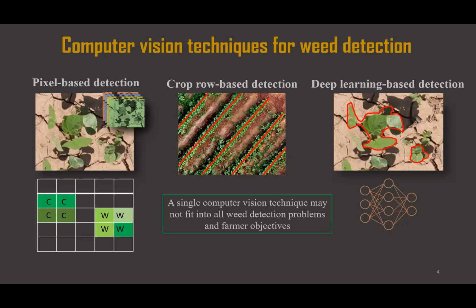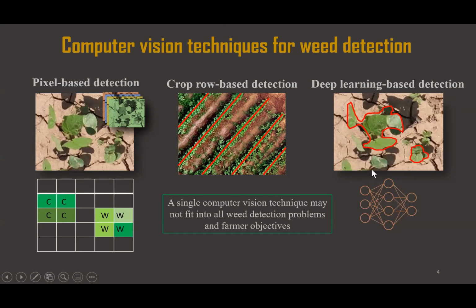These computer vision techniques for weed detection can be categorized into three broad techniques. The first is pixel-based detection, where an image composed of pixels is assigned into either crop or weed using machine learning algorithms. Another technique is crop row-based detection, where the crop rows are detected using computer vision, and any vegetation lying outside of the crop rows is assigned as weeds. That's obvious, because anything growing outside of the crop rows is called weeds. The third approach, which is very popular today, is deep learning-based detection. In this technique, thousands of images belonging to weed or crop are fed into a neural network, which trains over all those images and produces the detection model.